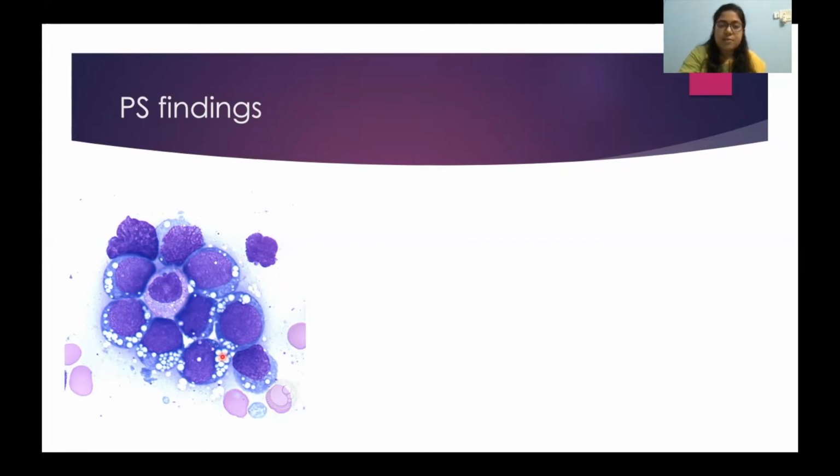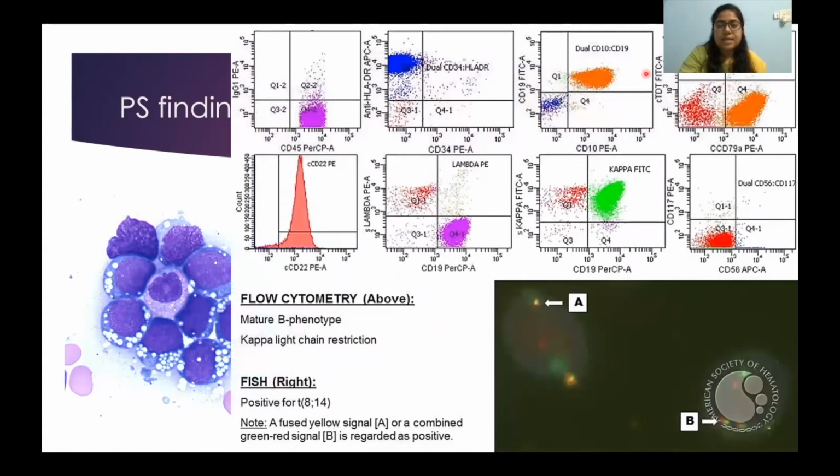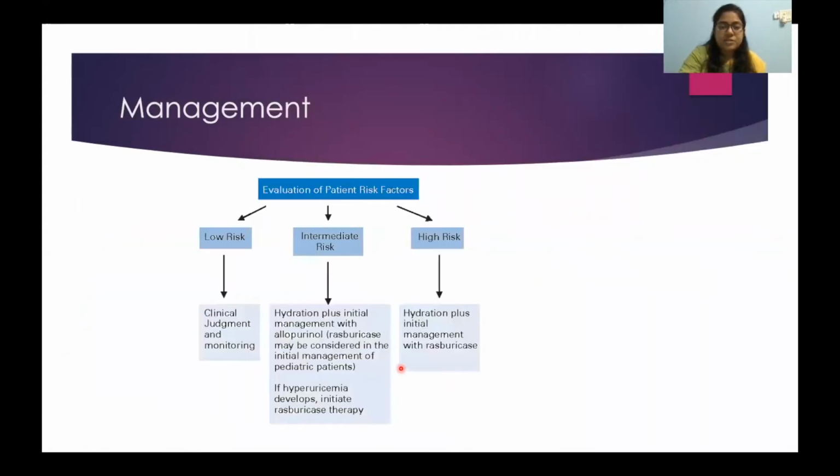Now, if you send a sample for flow cytometry, you can see that this patient was having CD10 and CD19 positivity, and there was a kappa restriction, and FISH showed a translocation of 8;14, confirming a diagnosis of Burkitt's leukemia. Now, how do you treat a tumor lysis syndrome? Naturally, you have to do hydration, and you have to give some drugs like allopurinol or rasburicase to reduce the uric acid level. Okay, so you have done everything.